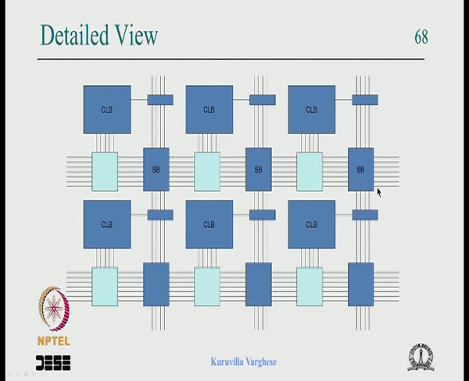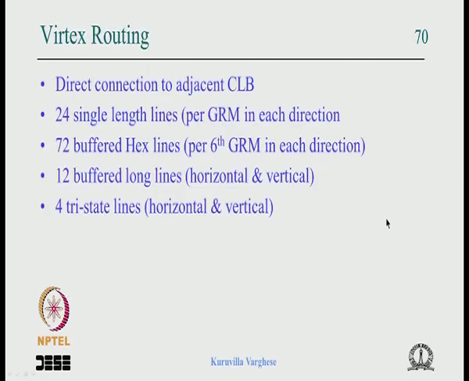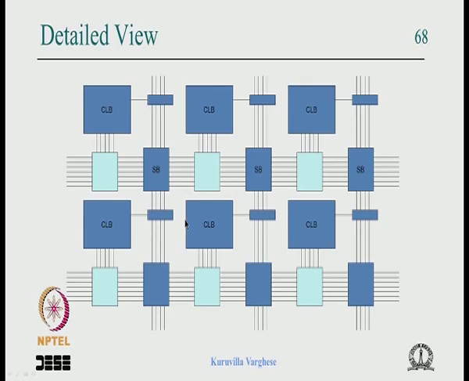So that makes very large, lengthy connections less costly. Otherwise if it's a single length wire, it needs a lot of interconnection to reach the destination, and it will all add to the delay. But this will reduce the delay from the first stage to the 6th stage, okay. And there are 12 buffered long lines, that means there are lines running from one end of the chip to the other end of the chip, and not only horizontally but vertically also, okay.